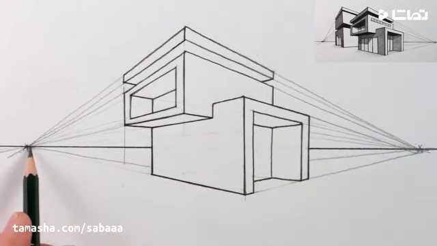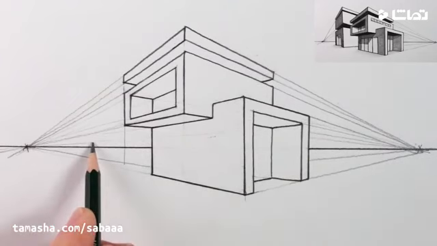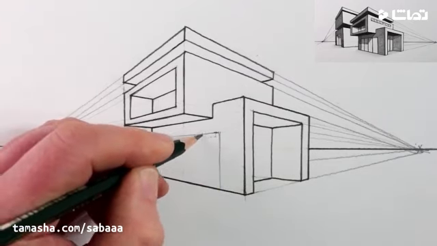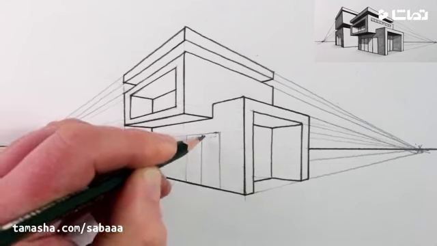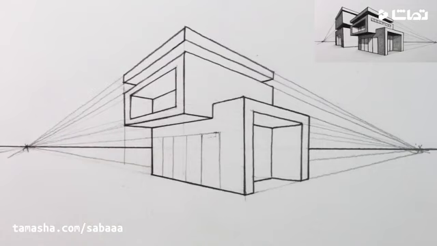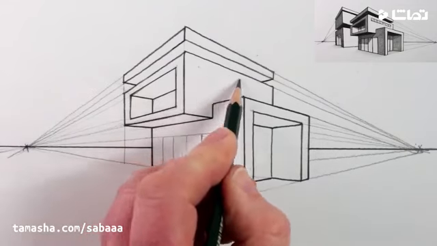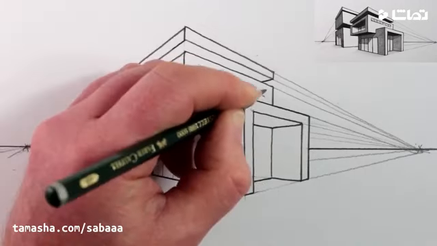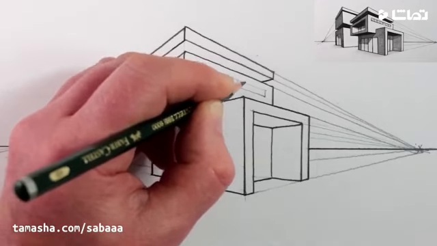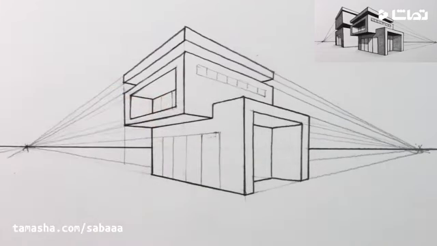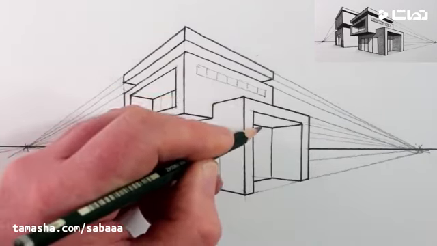I will add some windows or sliding doors to the left wall here using the left vanishing point. As I divide this shape, the vertical lines will get closer together as they go towards the vanishing point. We can add some more windows and doors, keeping all the vertical lines parallel to each other and to the side edge of our paper. And in this two-point perspective drawing, all of the diagonal lines go either to the left or right vanishing point.